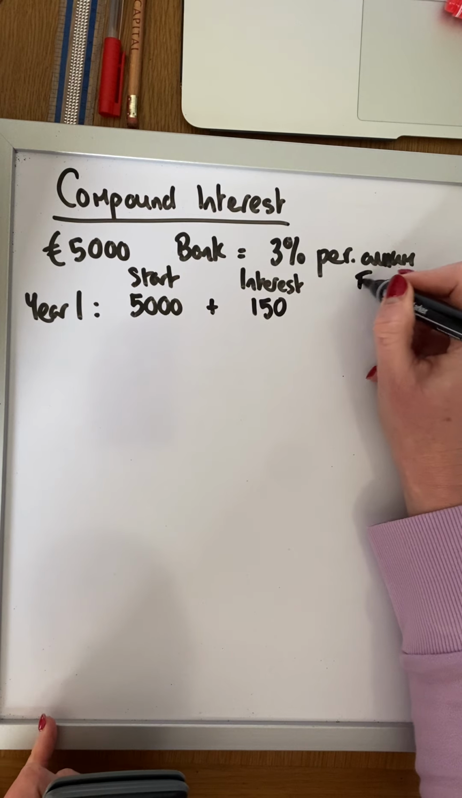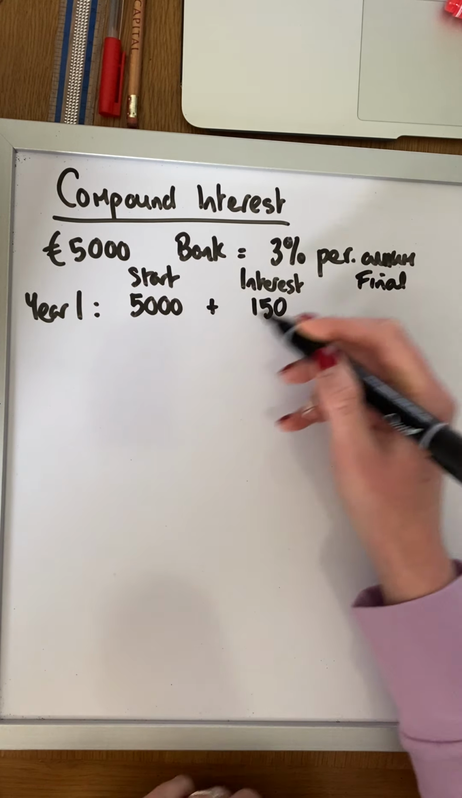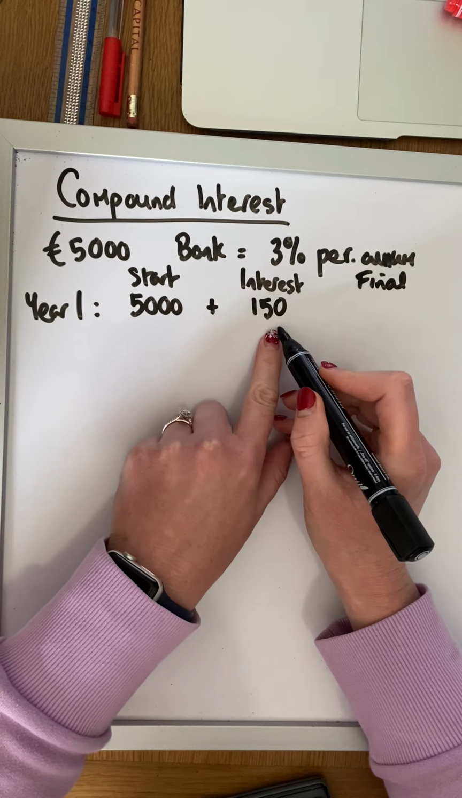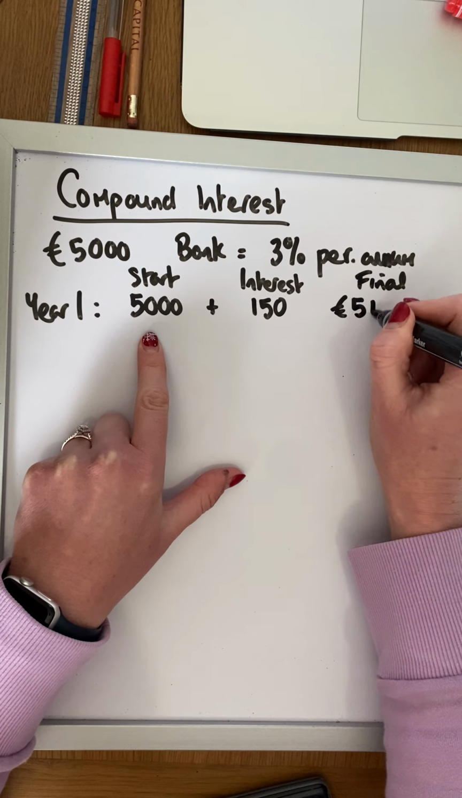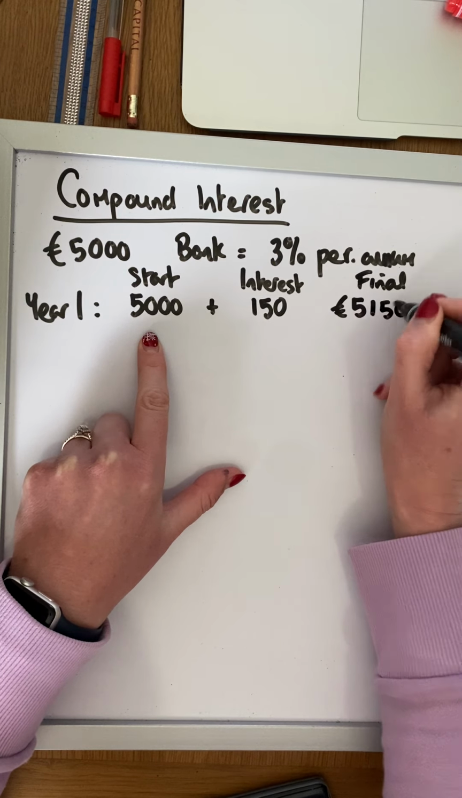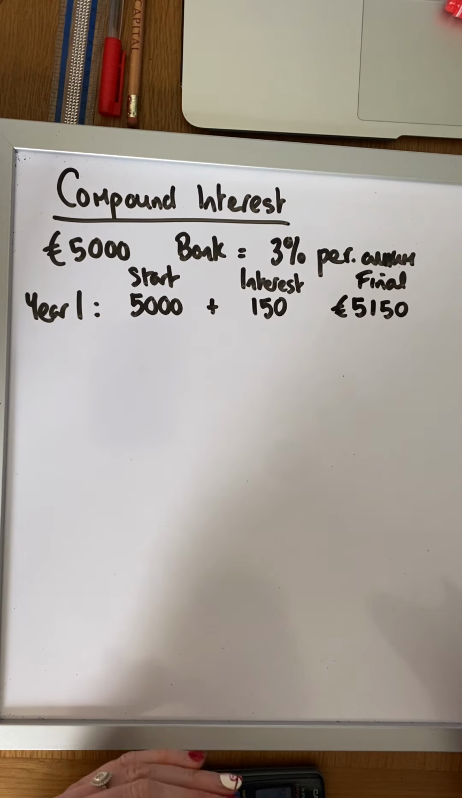So if we get 5,000 multiplied by 3%, that gives us €150. Our final value at the end of year 1 is the interest added onto our start figure. So that means we have €5,150 at the end of year 1. And that's how interest works. So the bank give us interest as an incentive to keep our money in the bank account.